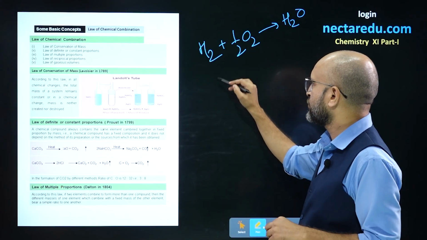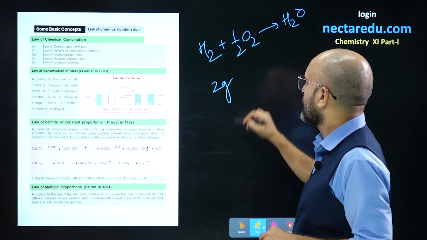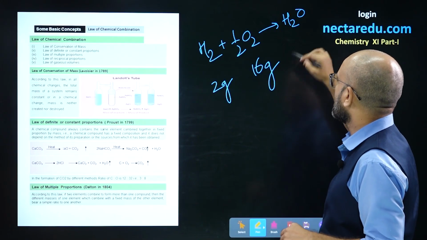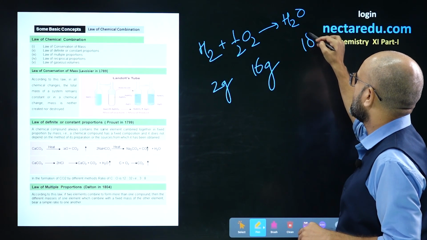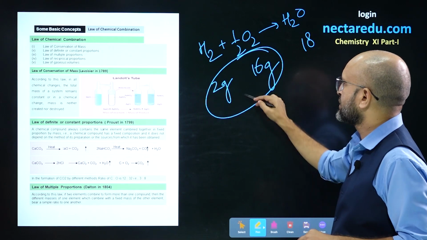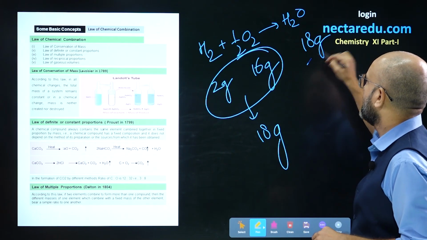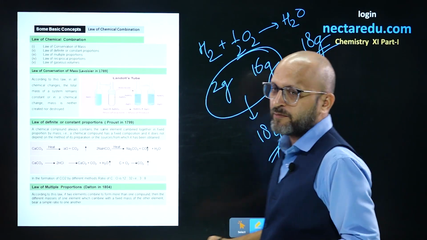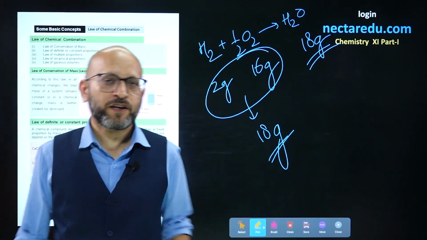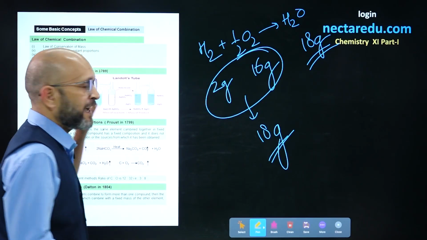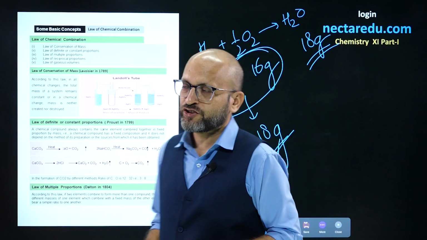What is the mass of hydrogen over here? 2 gram. And the mass of oxygen over here will be 16 gram. And what is the mass of water obtained? It is 18 gram. So the reactants you took and the product you get total 18 gram. That means the total mass before the reaction will always be equal to the total mass after the reaction. So this is what has been explained in the law of conservation of mass.